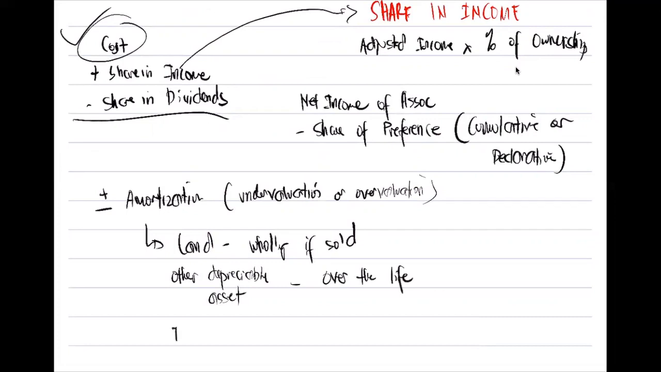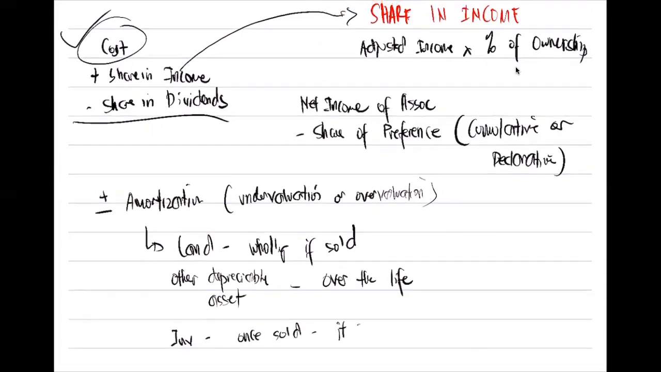And then for inventory, once sold. It is considered sold the next accounting period. Okay? So for your amortization, your undervaluation or your overvaluation, if you have your land, you will only deduct that or add it if it is wholly sold. Other depreciable asset over the life, and then we have your inventory once sold.